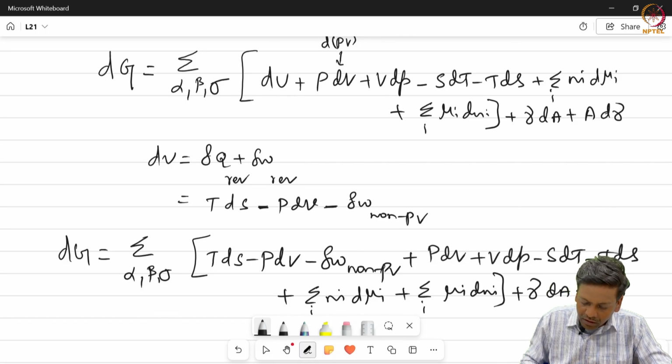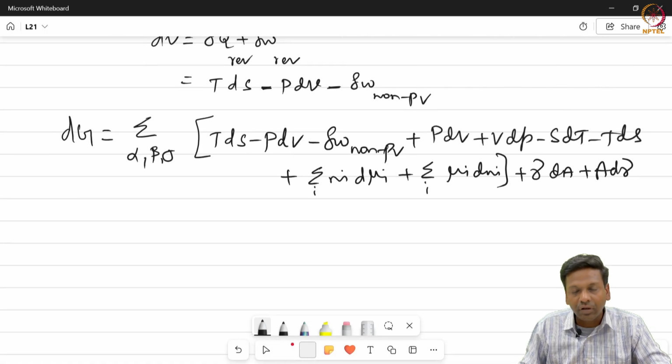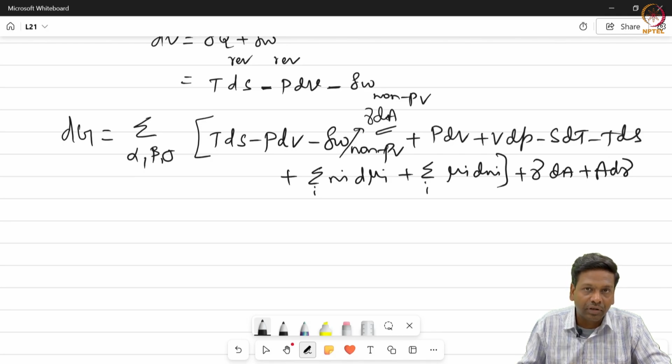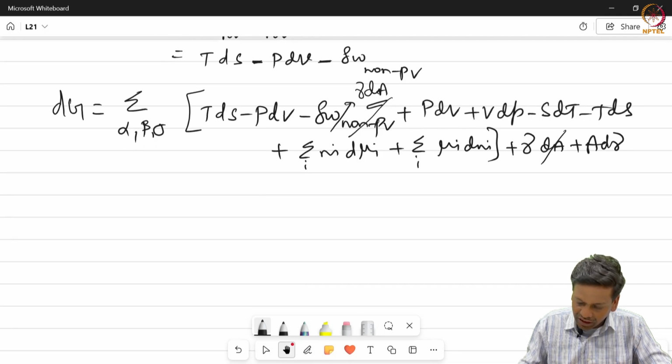Remember, since there is no shaft work involved in this example that we have described, you can equate this delta W non-PV to the surface tension work, which is nothing but gamma dA. In the absence of any shaft or turbine, you can equate this non-PV work to the surface tension work. So, in that case, this term and this term cancel each other out.